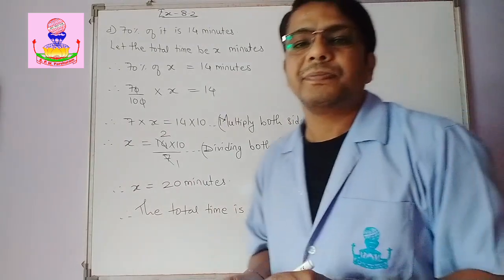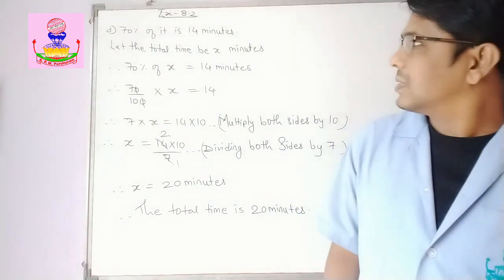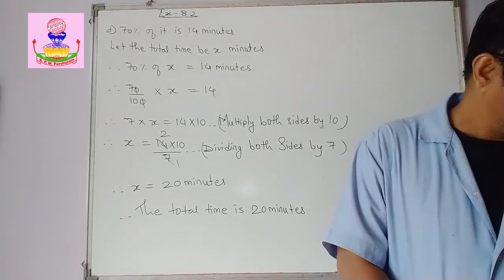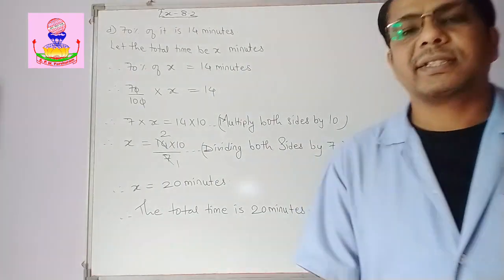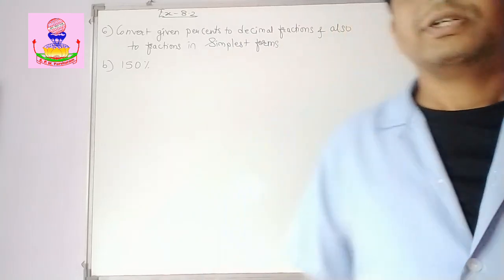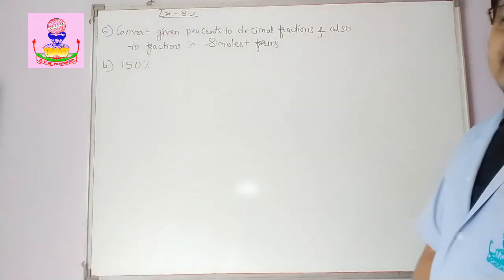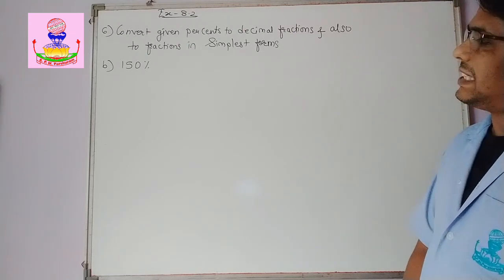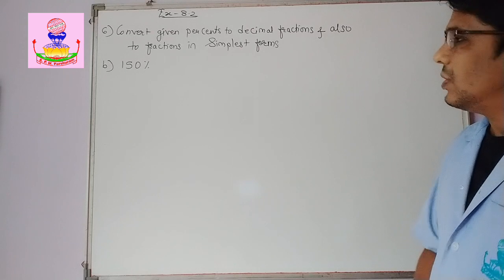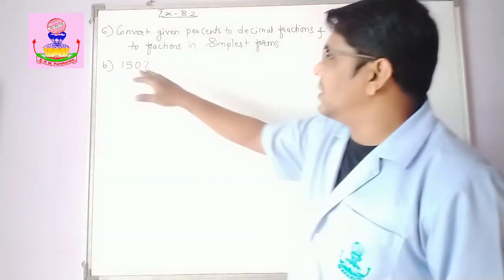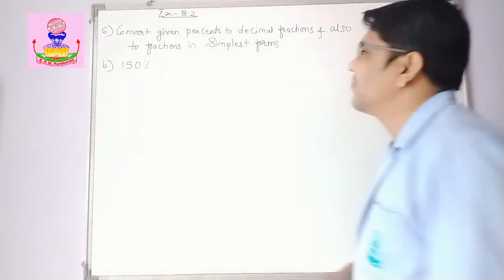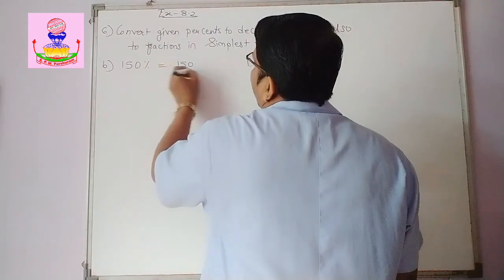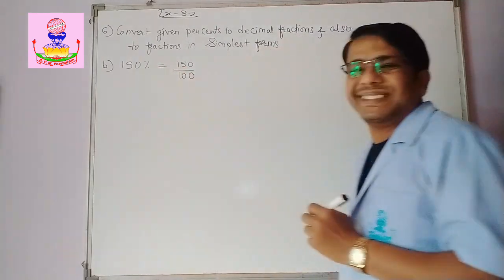Therefore the total time is 20 minutes. Okay? Now, after this, let's move to the next question, that is question number 6. Now see question number 6. Convert given percents to decimal fractions and also to fractions in simplest forms.